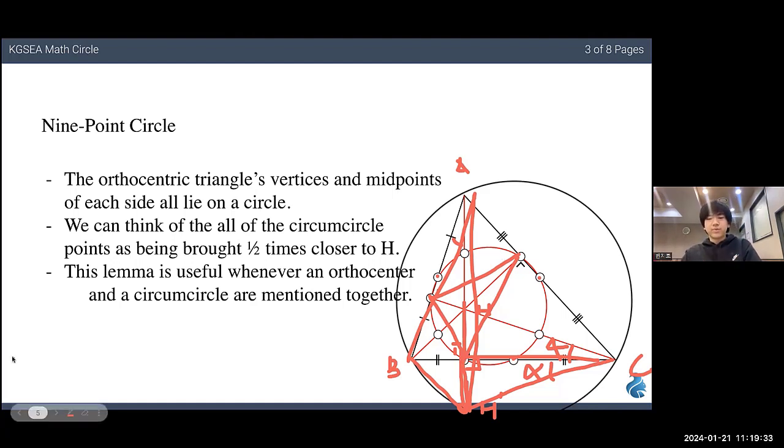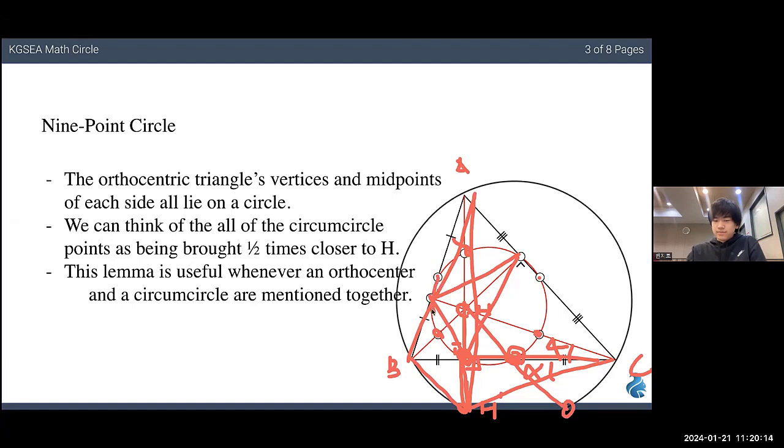This lemma is useful whenever orthocenter and a circumcircle are mentioned together. And, oh yeah, I didn't do the proof yet. So if we think of bringing all the points on the circumcircle 1/2 times closer to H, then H will be on BC. And the midpoint as well will be on BC. And this naturally will be half of HB. It will be the midpoint of HB. Same for all the other points as well.